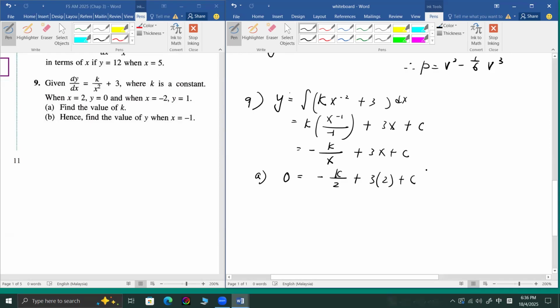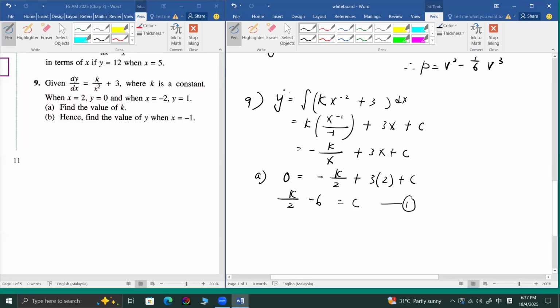It's for you to find c. See that? Okay, so I shift this one over here. k over 2 minus 6 is the c. Because I can't get it yet, right? Here we got c, we got k, so I can't find k yet. So I name it equation 1. Now another value that is given, can you see? When x is -2, y is 1.